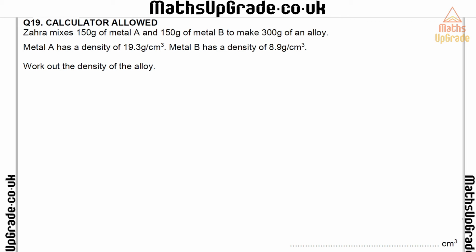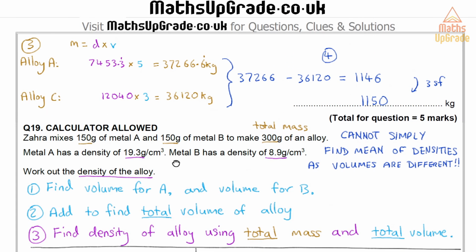So in this question, I cannot simply find the mean of the densities because the volumes will be different. That's really important in this question. You can't just add these two densities and divide them by 2. It won't work because the volumes are different, they're in different quantities. So what I'm going to do, I'm going to find the volume for metal A. I'm going to find the volume for metal B. I'm going to add those two volumes to find the total volume of the alloy. Now I'm going to find the density of the alloy by using the total mass and the total volume. So these are the steps I'm going to follow as given here. I've underlined the key information.